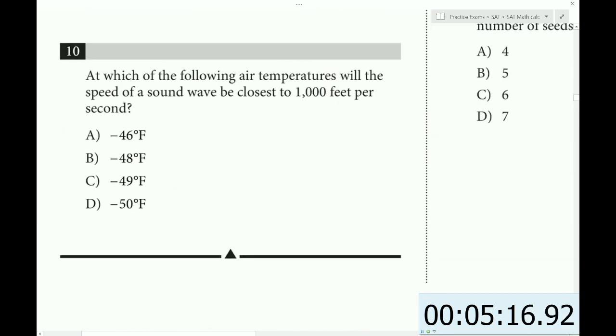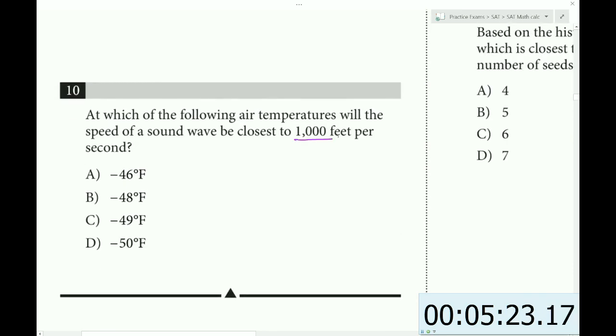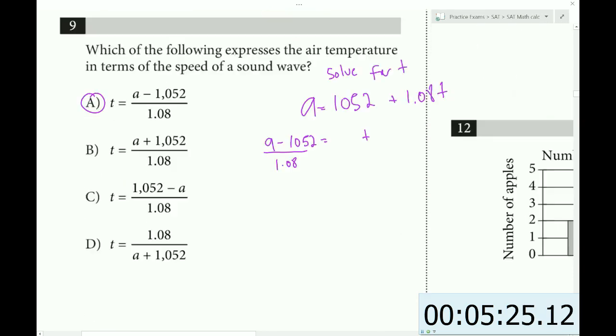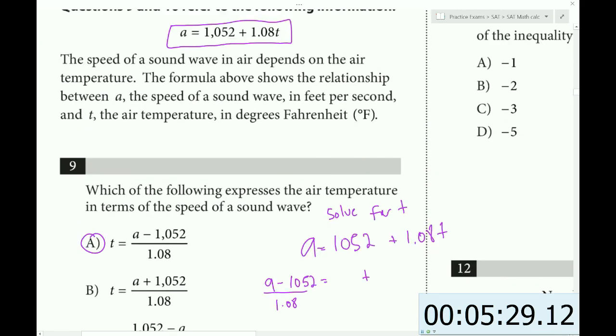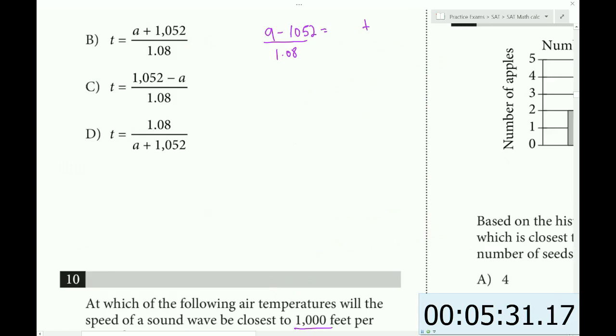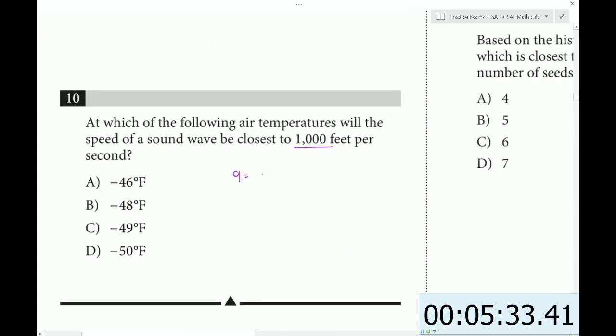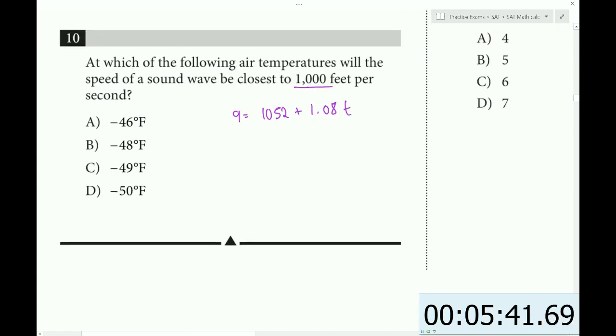Which of the following air temperatures will be the speed of sound closest to 1,000? Okay, so we want the speed of sound to be 1,000. So A equals 1052 plus 1.08 times t. And we want this to be 1,000.